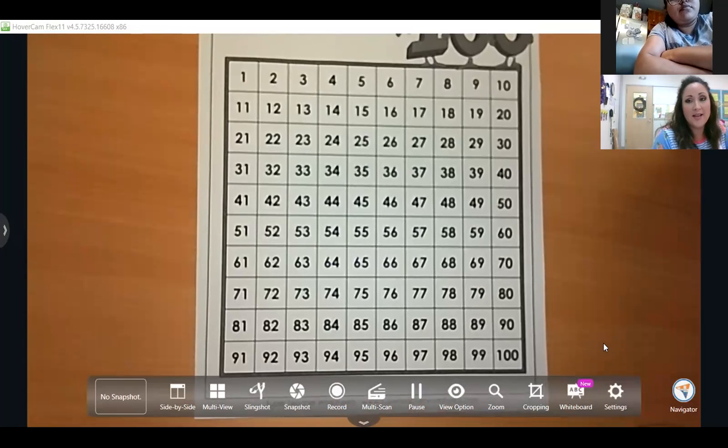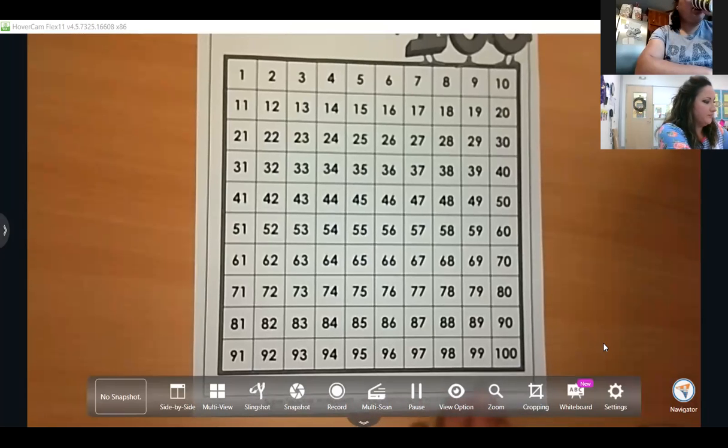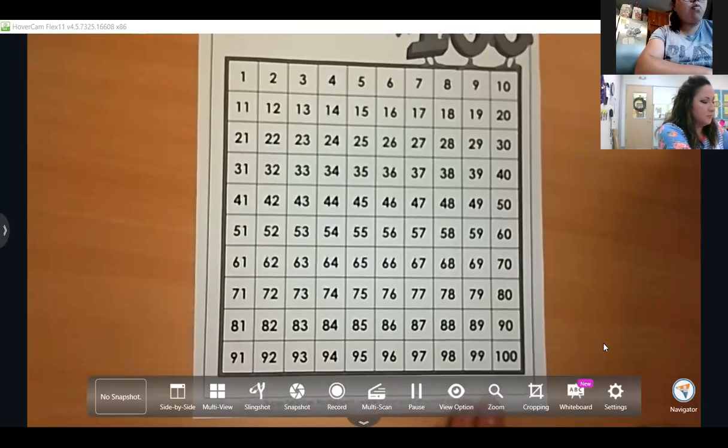But when we start asking the questions of count on from any number, that's harder for them. So a hundreds chart will help with that, and you're going to get one of these in your packet as well. I'm changing my counter.